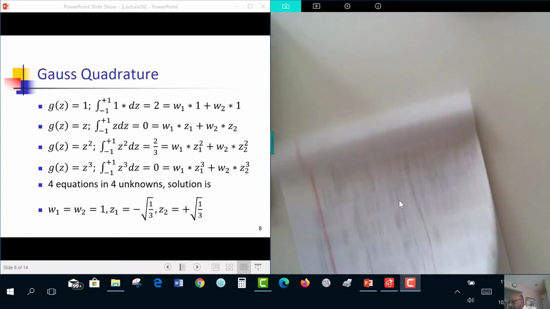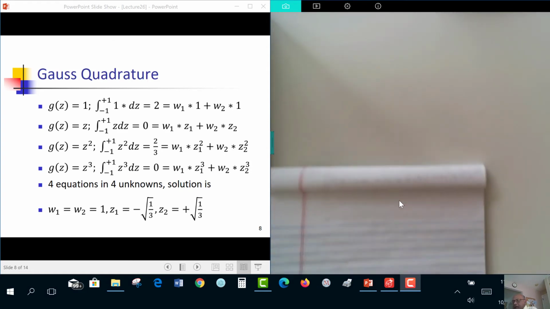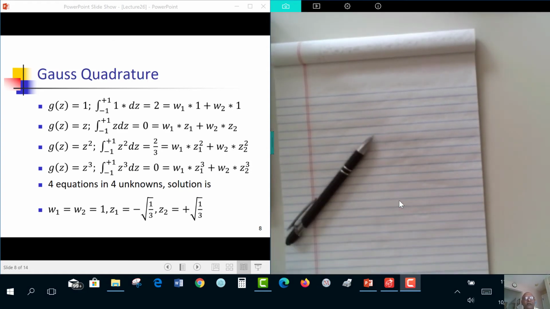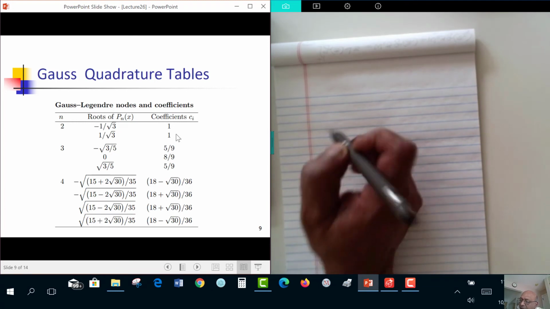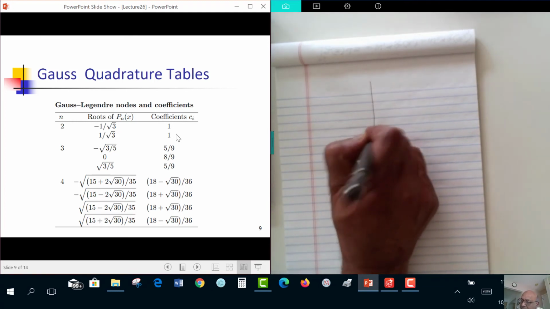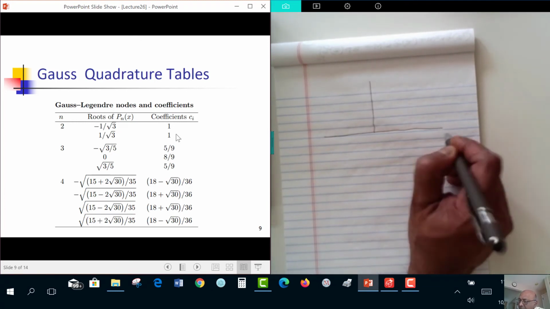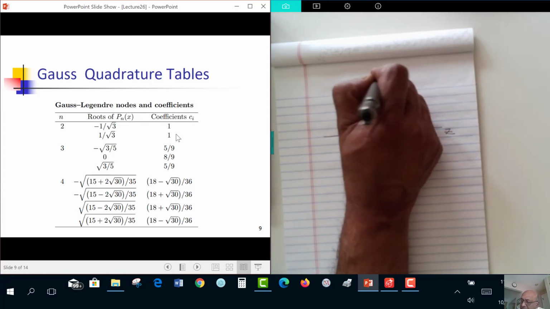Now, of course, this derivation has been done for different numbers of points. So you can go in a handbook or look it up online. So these are called Gauss Legendre nodes and their coefficients. Coefficients are the weights. So these are roots of the polynomial. So for 2 points, you saw plus and minus 1 over square root of 3. Both the weights are 1. So if you look at the even number, so here is z, here is g(z).